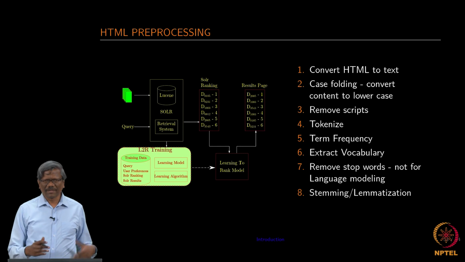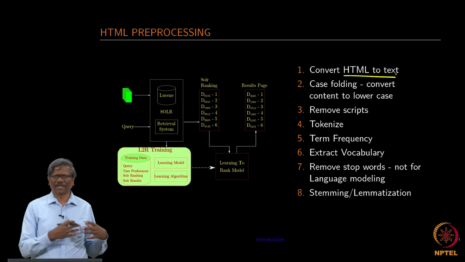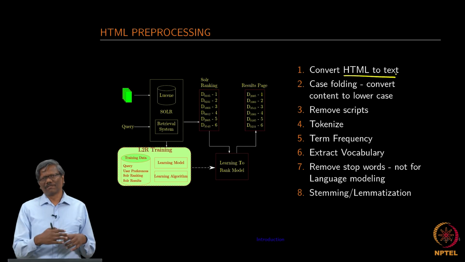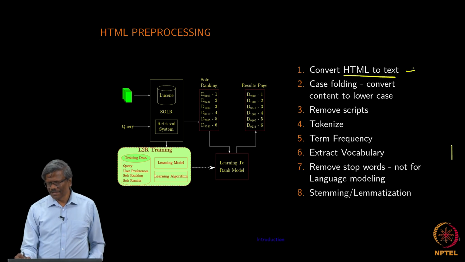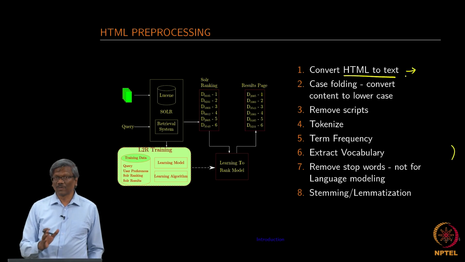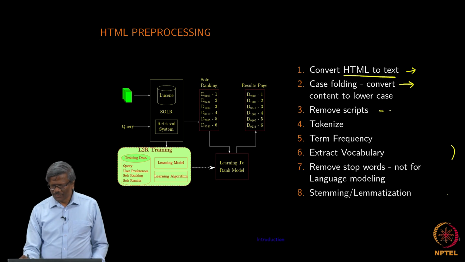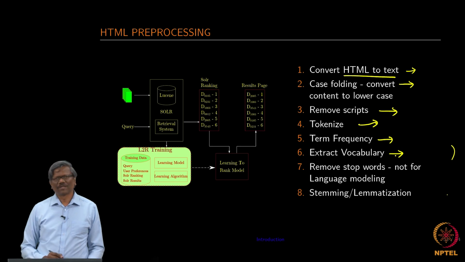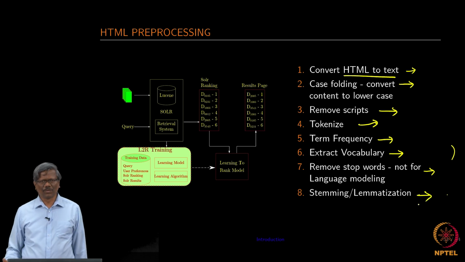So for us to do certain NLP operations, we need to convert the HTML into text, because this could contain a lot of images, JavaScripts, form variables, all that. So we need to convert that first into a text format without really losing the content of the source, and then do the case folding, remove scripts, tokenize, do the term frequency, extract the vocabulary, remove stop words, do stemming or lemmatization or both, and so on.